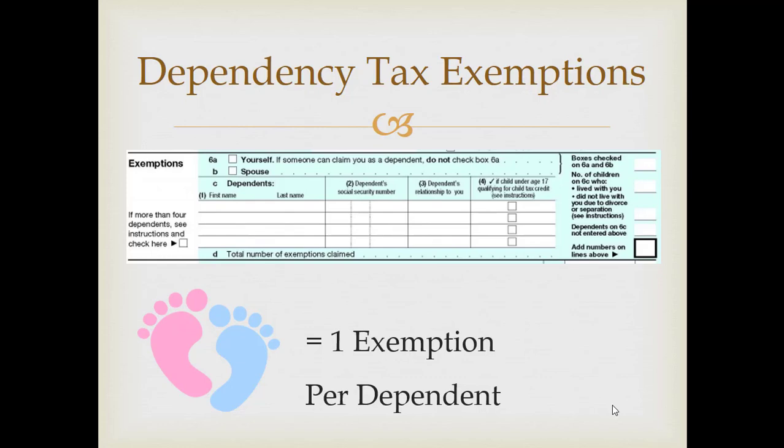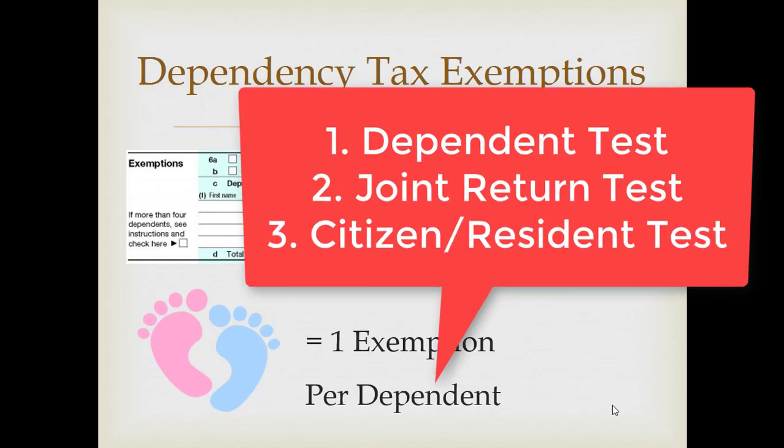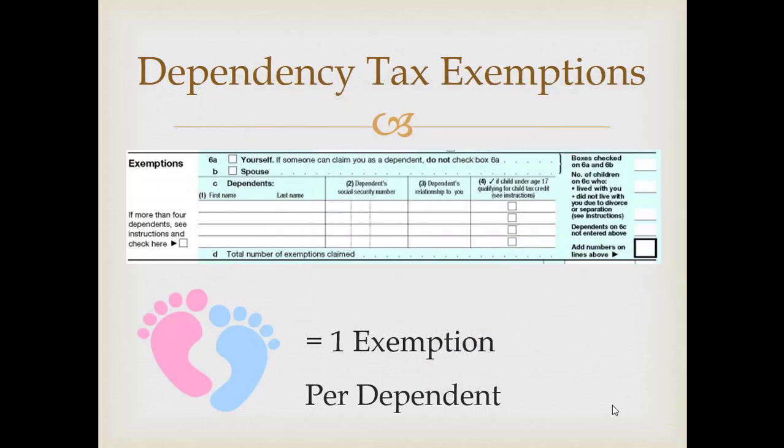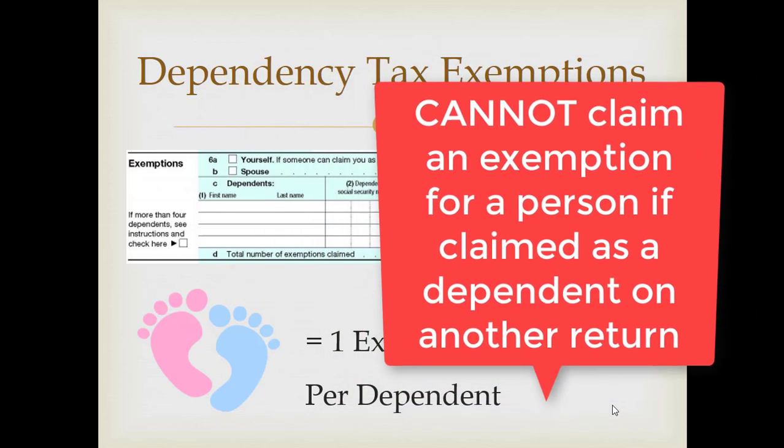To claim a dependency exemption for a qualifying child or a qualifying relative, you do still need to meet the three tests. First, dependent taxpayer test. Second, joint return test. Third, citizen or residence test. Again, a taxpayer cannot claim an exemption for a person who is claimed as a dependent on another tax return.